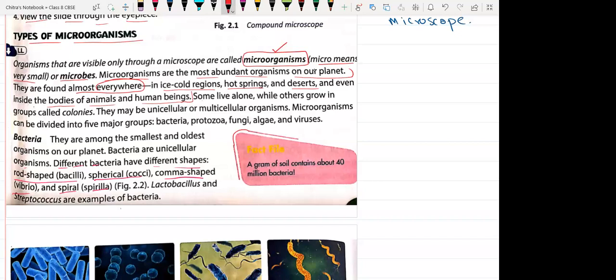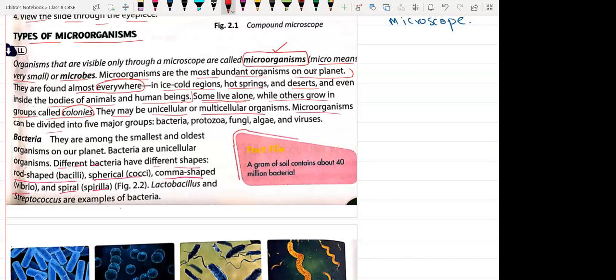Some live alone, so they are free living, while others grow in groups called colonies. They may be unicellular, meaning they are made up of a single cell, or multicellular, meaning they are made up of many cells, like Hydra. We are able to observe them with the help of a microscope only.